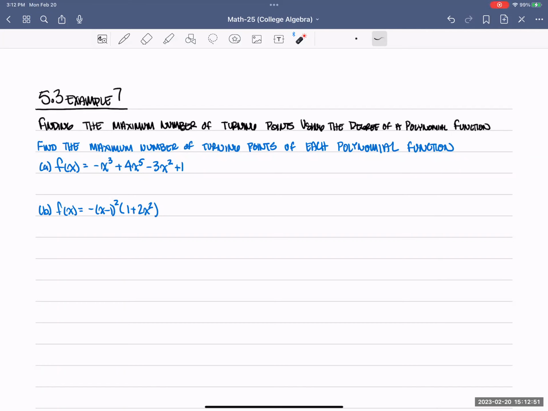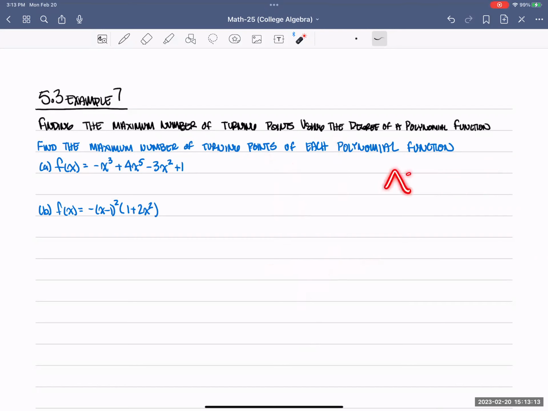So here we have a line. So there are no turning points. This is like f of x is equal to x. So I'm going to say this is degree 1. F of x is equal to x squared. That's a parabola, so we have one turning point.